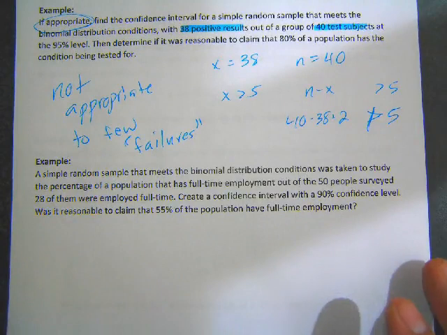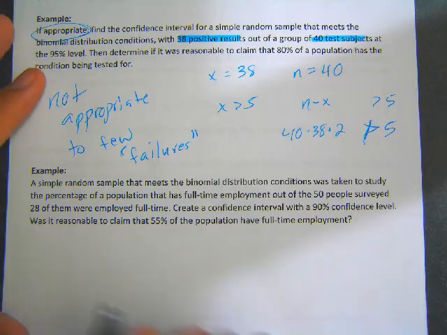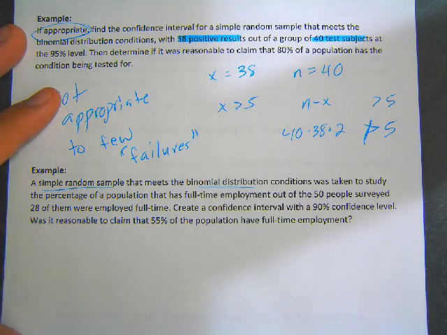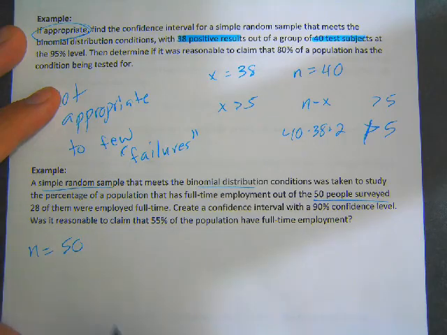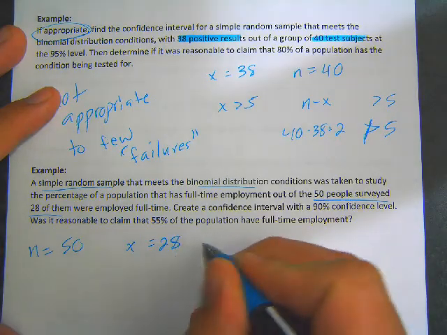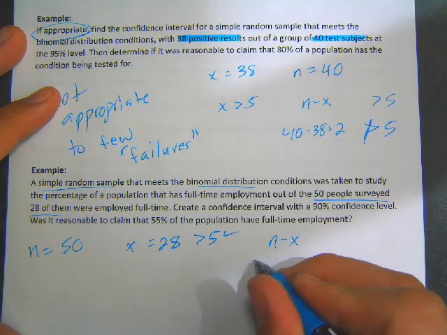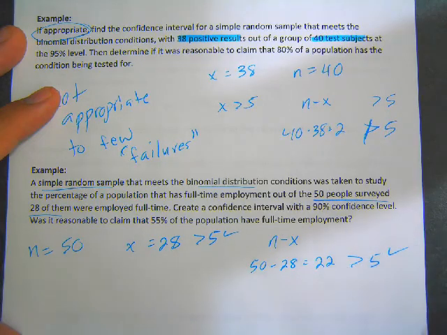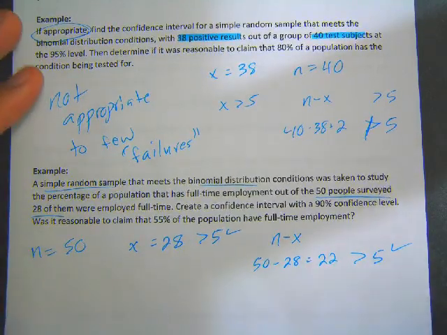So let's try one where you can, because that was just a reminder that you have to check that X and N minus X are bigger than 5. Let's try this one. Okay, this is, again, a simple random sample, which is great. Binomial distribution, which we're looking for. They say out of 50 people surveyed, so N is 50, 28 of them were employed full-time, so X is 28. And that one is bigger than 5, so that checks out. What's N minus X in this case? Well, N minus X is 50 minus 28, which is 22. And that's also bigger than 5, so that checks out. So that tells us, okay, it is appropriate this time. You're allowed to do the confidence interval.